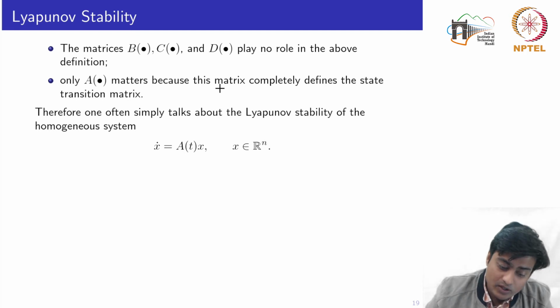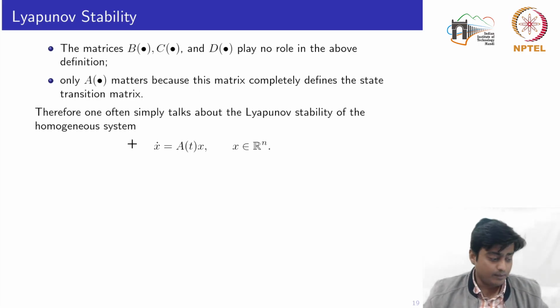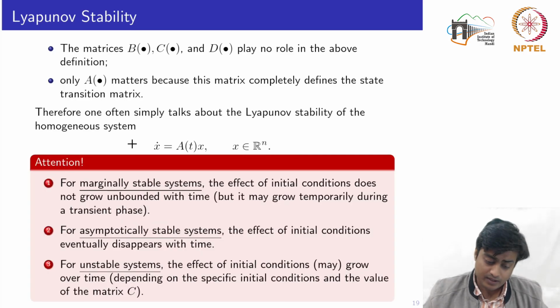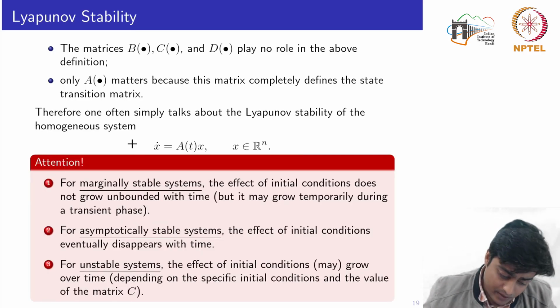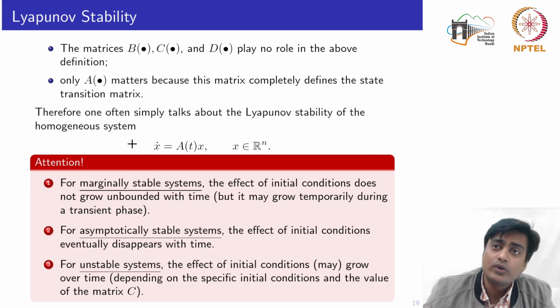Only the A matrix, because this matrix completely defines the state transition matrix. Therefore, in the rest of the slide, we are going to talk about the Lyapunov stability only of the homogeneous system. Because if the matrix A, which completely defines the state transition matrix, is stable, then the B, C, D matrices generally play no role in determining the stability.